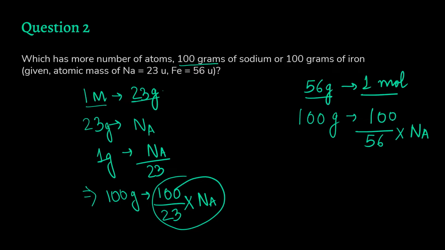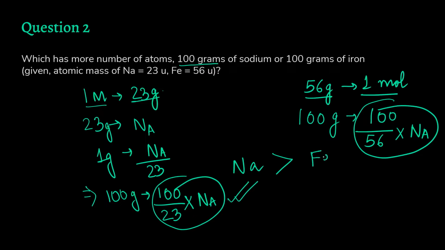by 23 into Na, and this value 100 by 56 into Na, you will observe that the number of particles would be greater for sodium. The number of particles would be greater for sodium in respect to iron. So when we are taking 100 grams into consideration, the number of atoms would be higher in 100 grams of sodium as compared to 100 grams of iron.